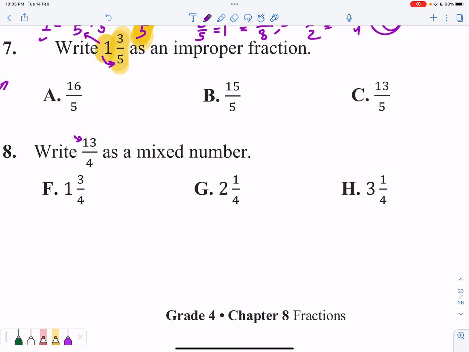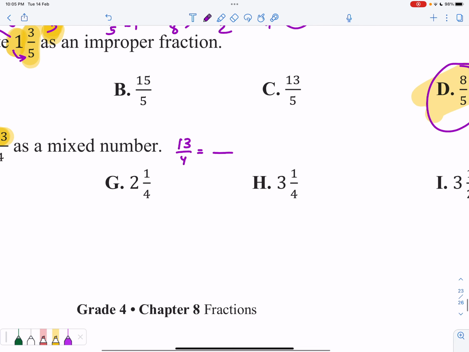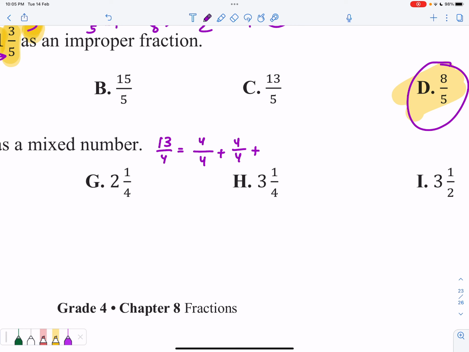The 13 over 4, you need to cut this 13 into parts. Let's cut the 13 into parts. That is equal to 4 over 4 plus 4 over 4 plus, now you have 4 and 4 together. When you add them, you will get 8, and I have 13, so I need to add more. So also 4 over 4.